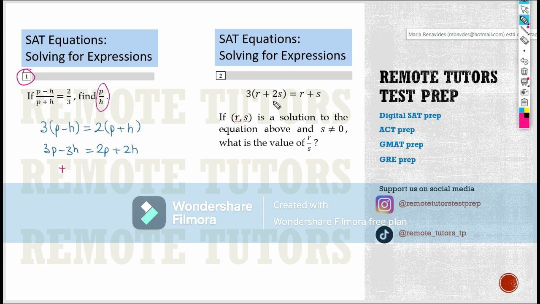So we have here 3p minus 2p equals 2h plus 3h. Now p equals 5h. In order to find the value of p divided by h, we will divide both sides by h, so we get rid of the h terms on the right, and finally p divided by h gives 5.